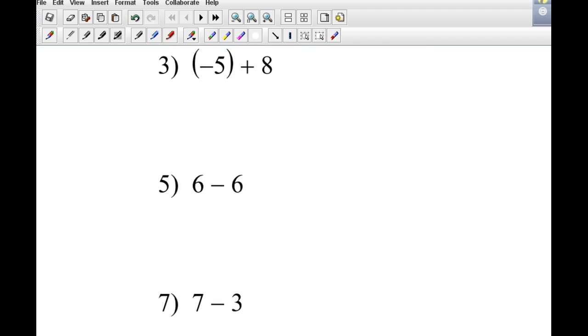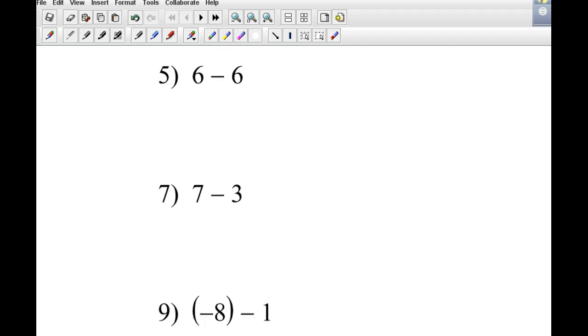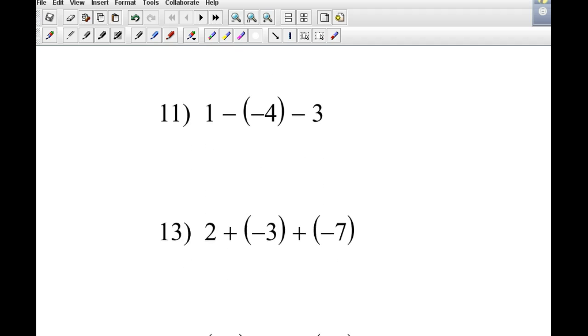So no double sign on number 3. There's no two signs next to each other. Same thing on number 5, number 7. No double signs. That's just a regular old 6 minus 6. Number 11. Let's go down to number 11. Look at the double sign there. Go ahead and fix those two. And then go down to number 13. There's 2 of them. So we have to fix both. Both of them are negative.